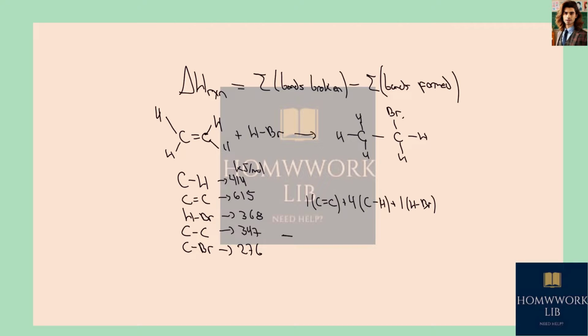And to this, we're going to subtract the ones that we're going to create. So we need to create 5 carbon hydrogen, and all of these like in a big bracket, just to not get confused. We need to create a carbon-carbon bond, and only one of that. And we also need to create a carbon-bromine bond, only one of them.